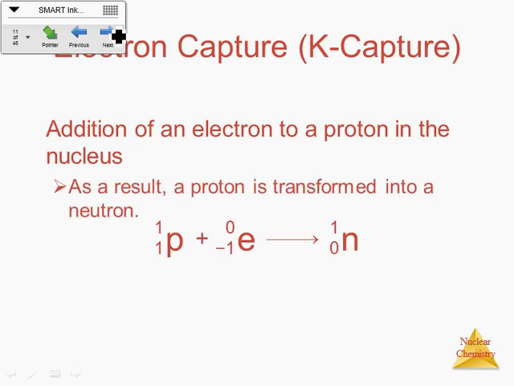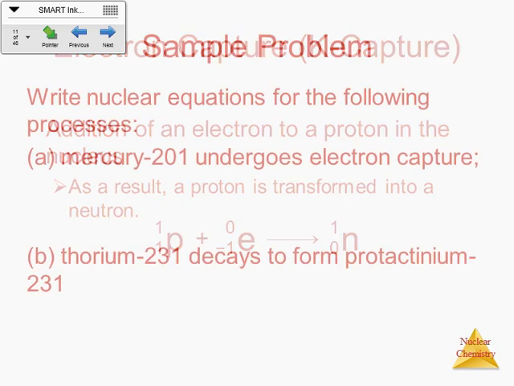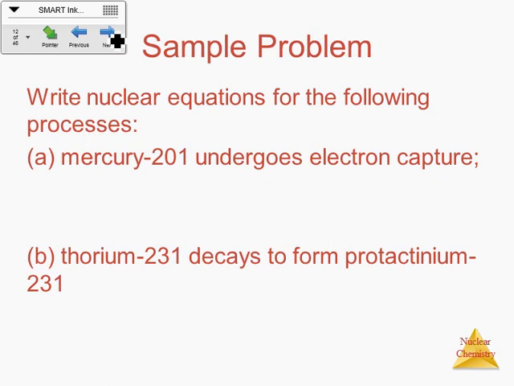Electron capture, or K capture, is sort of the opposite of beta decay, because instead of an electron being ejected from the nucleus, one of the electrons outside the nucleus is captured and brought into the nucleus. The result is again a change from a proton into a neutron. So again, you're going to see the mass number stay the same, but the atomic number go down in this kind of process. Alright, so let's do a couple sample problems here.